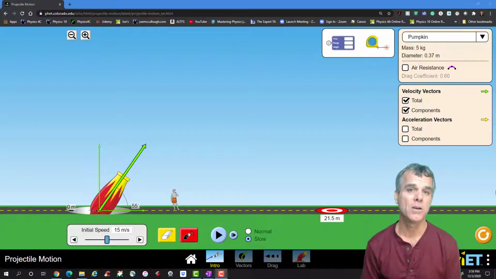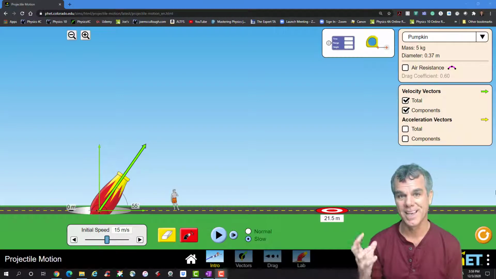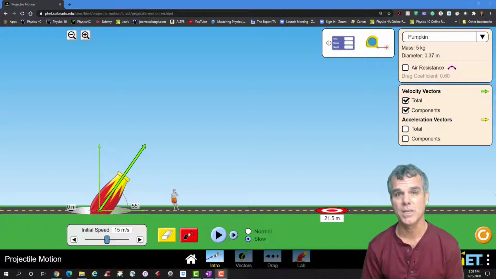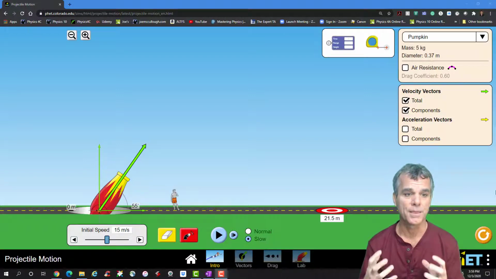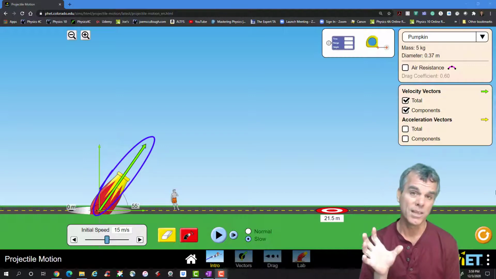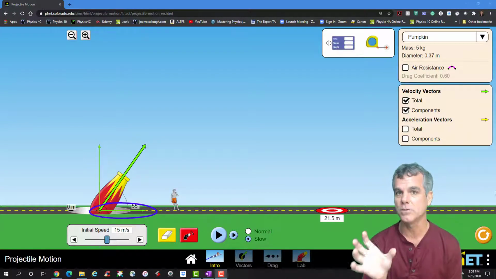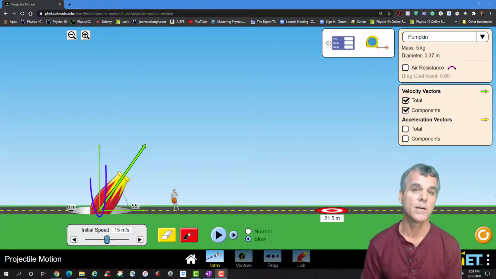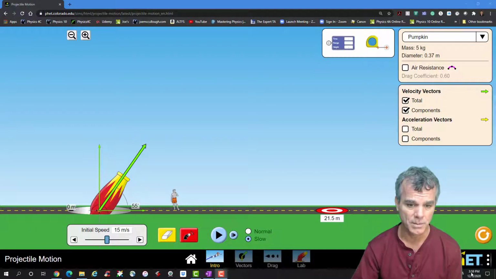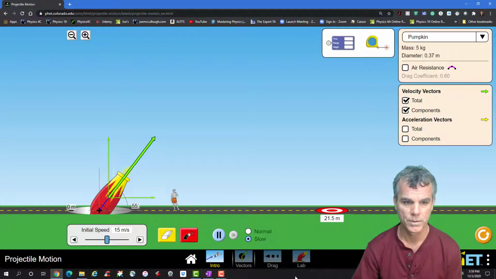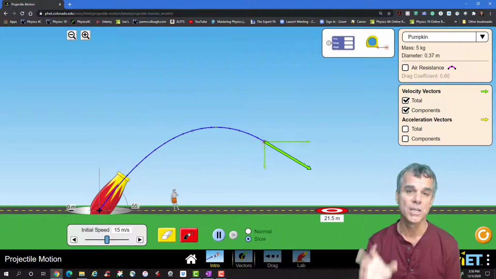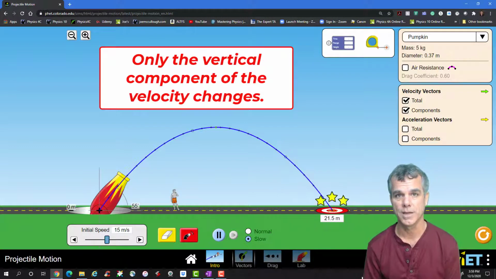This pumpkin is being launched at 15 meters per second at a 55-degree angle from ground level. And what you'll see in this animation is 3 different arrows. The thick green arrow represents the velocity of the pumpkin as it's moving through the air. The horizontal arrow gives the horizontal component of the velocity, and the vertical arrow gives the vertical component of the velocity. So let's fire this pumpkin and see what happens. Notice that the horizontal component of the velocity does not change. It's only the vertical component of the velocity.